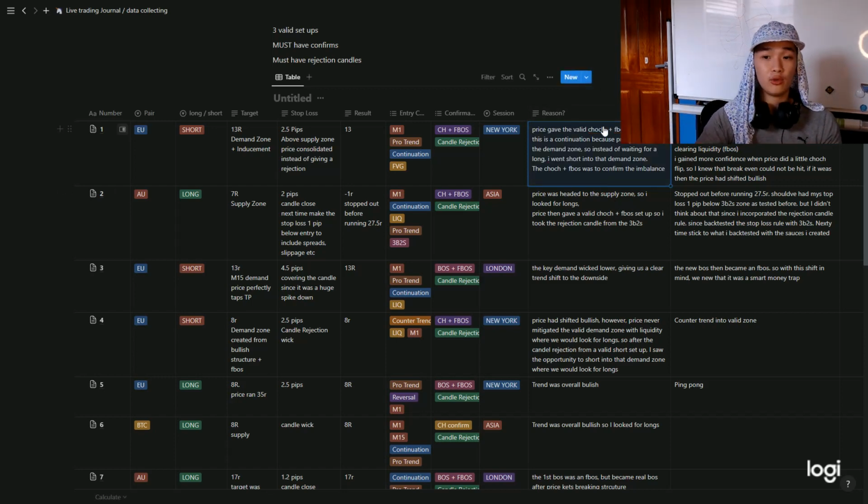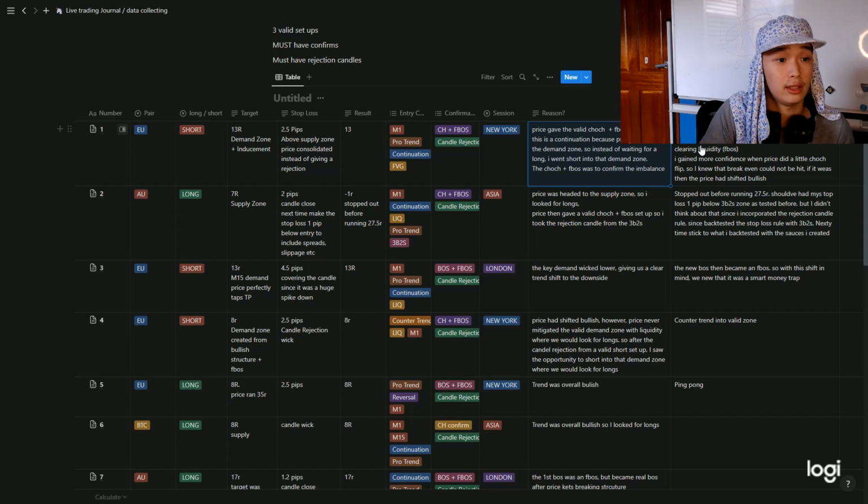So after the reasons part, you want to mark up the notes. For the notes, you want to mark down how you were feeling, your actual feelings during the setup. Like in this case, I felt scared because the price did not reject, but instead consolidated.